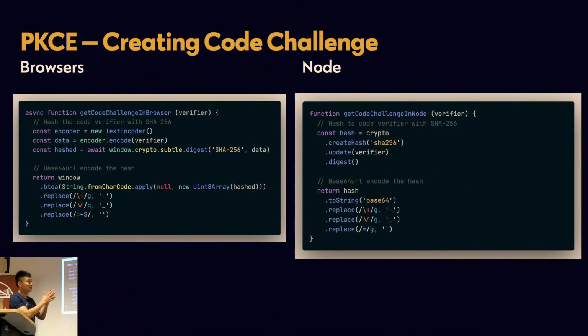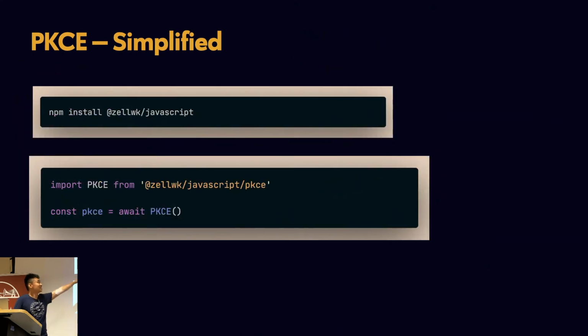And in Node, the funny thing is when you create a string, you create it differently and you have to do a different thing to the hash. I'm like, okay, fine. So I did that, and then I realized that this is too hard. So what I did is I grabbed all this code that I wrote together and put it into a library called PKCE. Basically, you can npm install @zellwk/javascript, import the PKCE library by adding /pkce. const pkce = await pkce(). End of story.